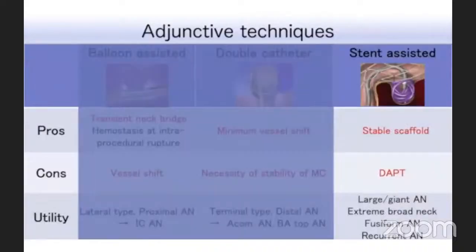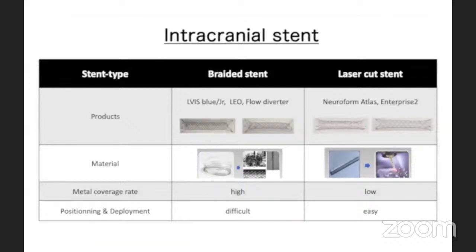Stent is the most stable scaffold, but dual antiplatelet therapy is needed. These are neck bridge stents approved in Japan. Neck bridge stents are divided into two types, braided stent and laser cut stent. Braided stent is made of wire mesh. Laser cut stent is made of metal pipe.